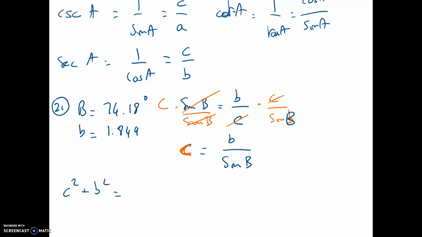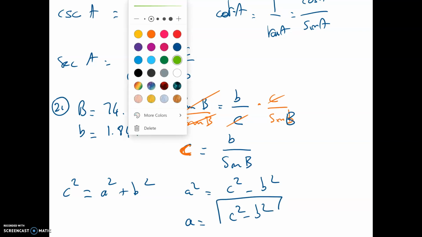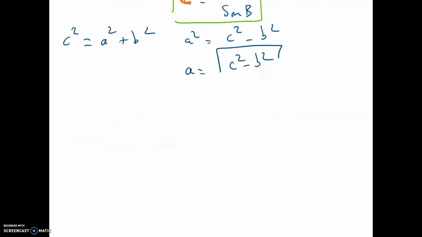Once you have C and you have B, you can calculate A. C squared equals A squared plus B squared. And so A squared equals C squared minus B squared, and so the side A will be equal to the square root of C squared minus B squared. I'd like to remind you that you have C right here and B right there, so you can definitely calculate A. And once you have A, what you need to do is simple: cosinus of the angle B equals A divided by C.